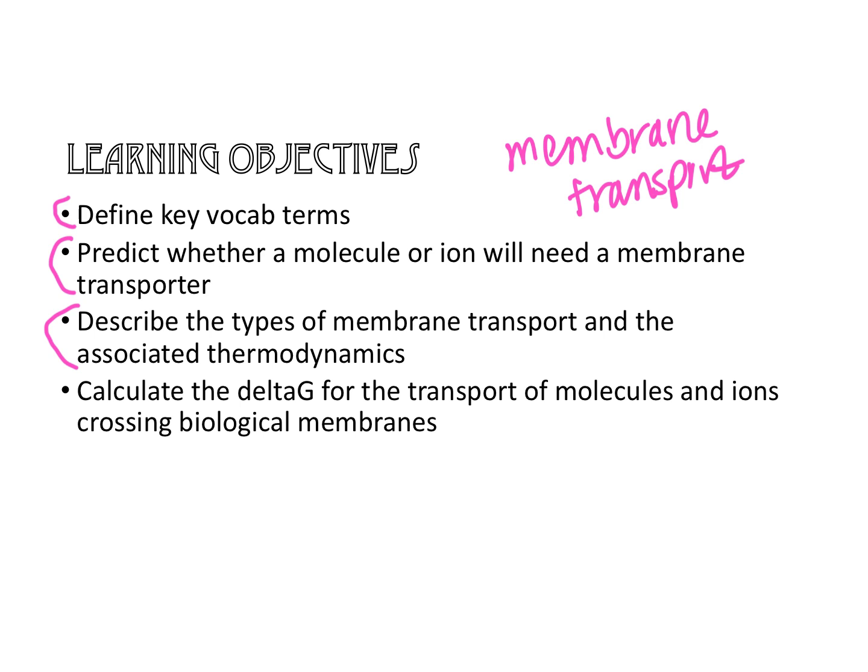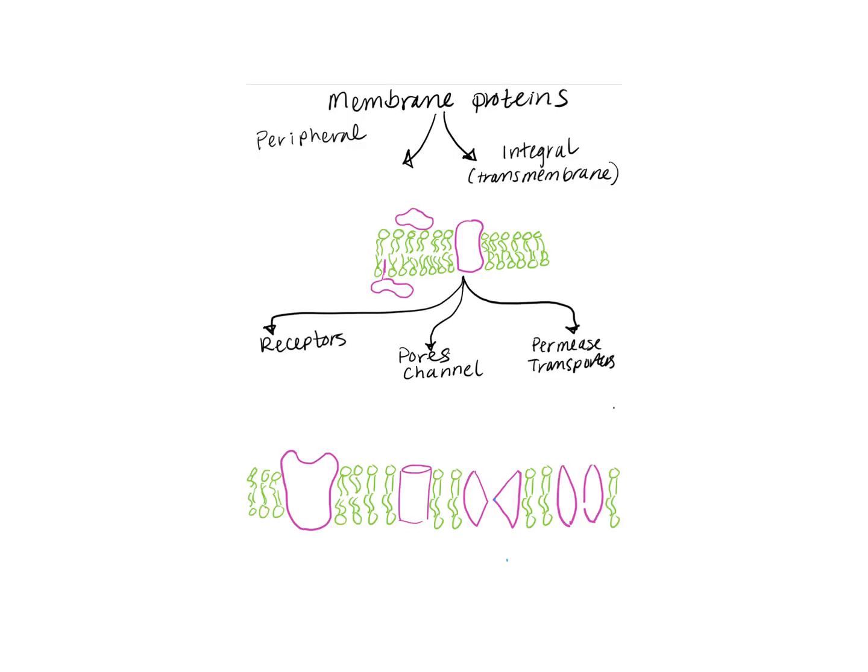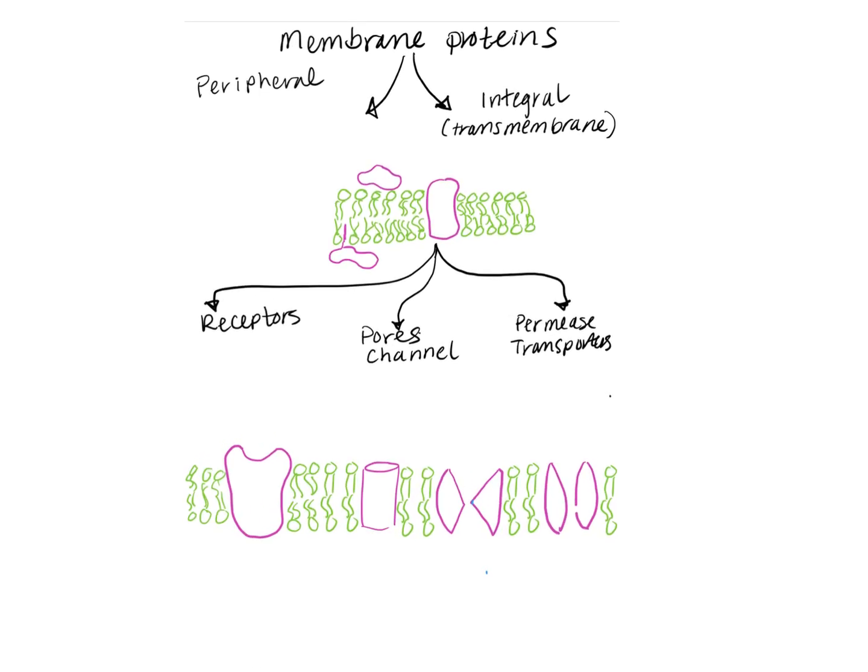Describe the types of membrane transport and the associated thermodynamics, and calculate the delta G for the transport of molecules and ions crossing biological membranes. If you don't have a calculator out, you might want to get your calculator out as you follow along to make sure that your math matches my math. All right, so we're going to start with a little bit of a review of the membrane proteins that we've met so far, and then we're going to expand on our membrane proteins.